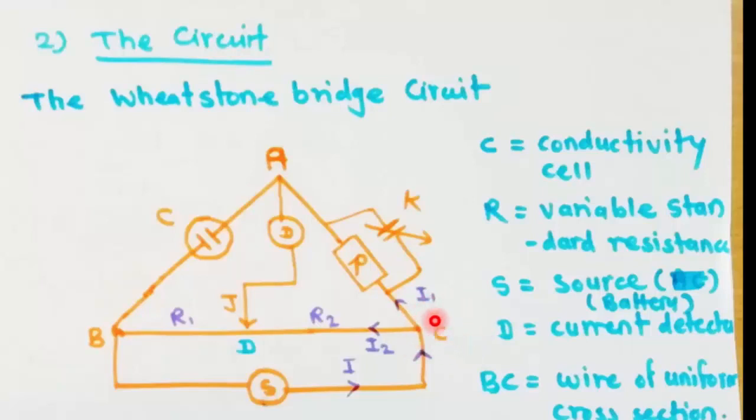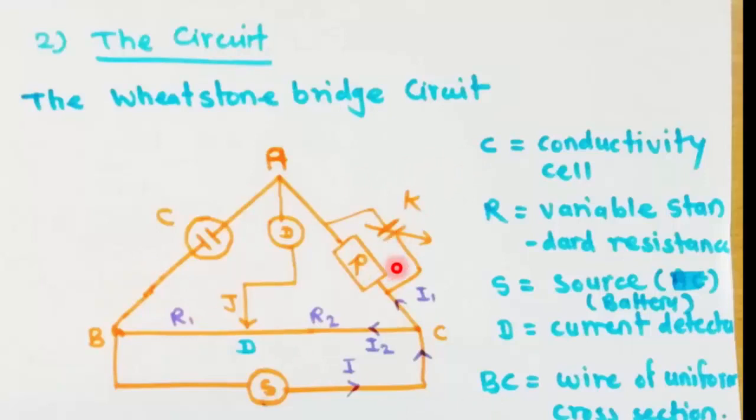Okay, point C. Now this is the point A, and point A is connected to the current detector D, and this is the sliding contact, or it is called the jockey. This jockey moves along the wire BC. So this is the Wheatstone bridge, where BC is a wire of uniform cross section.